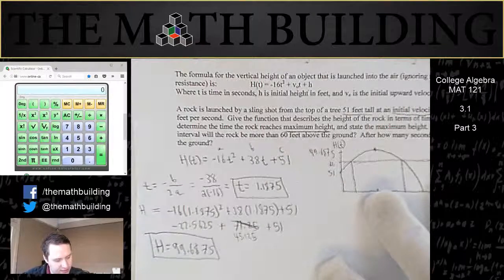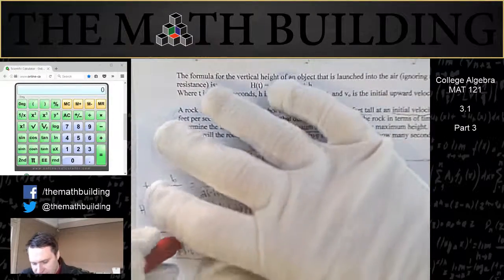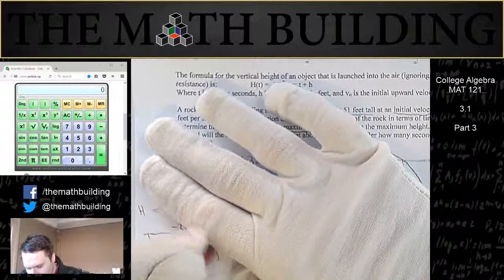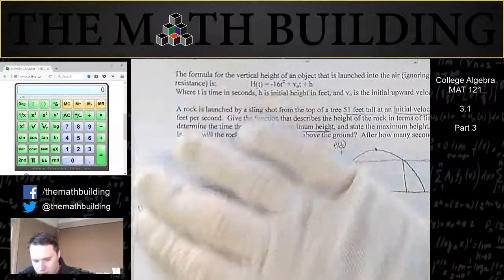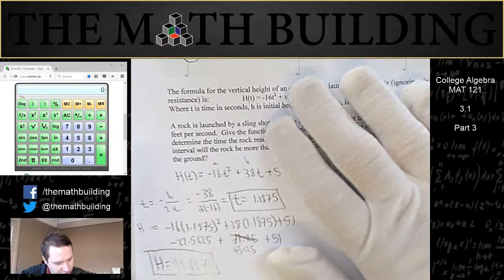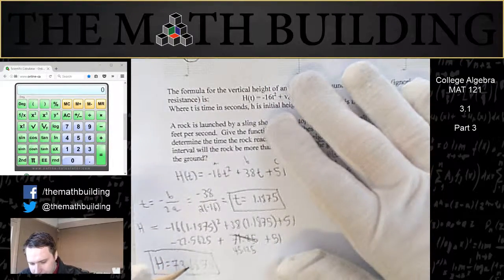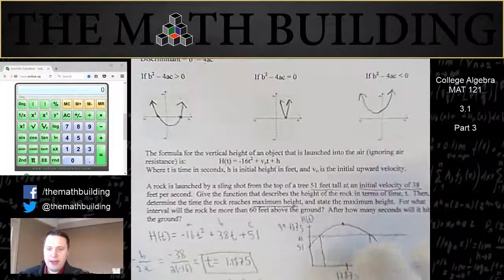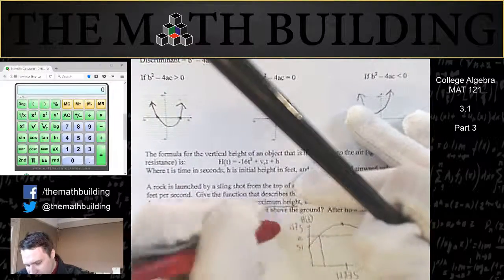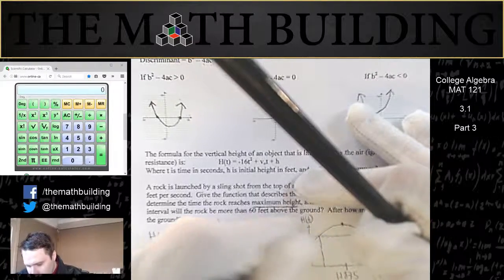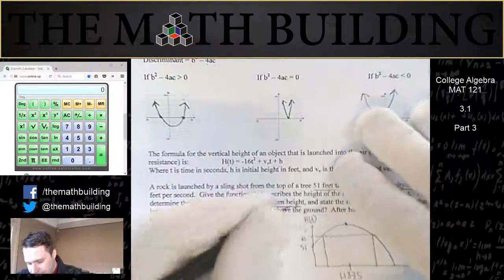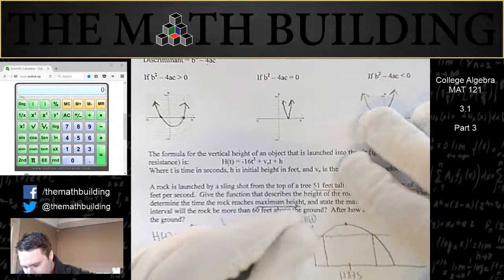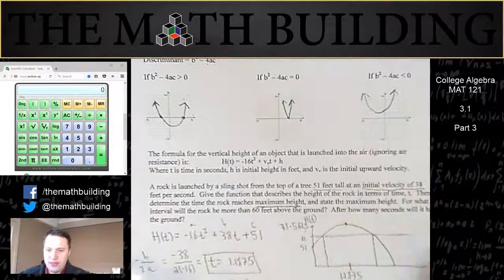And so that means that our height, instead of being 99.6875, our height should be 73.5625. So I hope you got a laugh out of watching me make a little mistake. This is why I don't like calculators. You always type them in wrong, unless you're really, really careful. So the maximum height the rock reached is going to be 73.5625. And that's that height value right there.